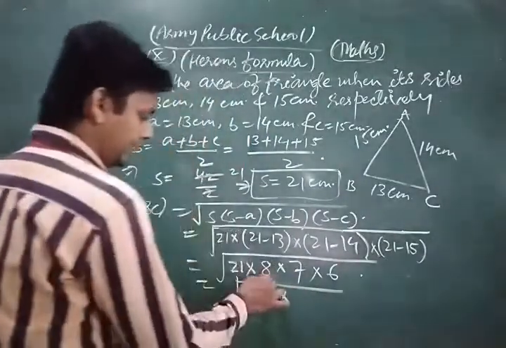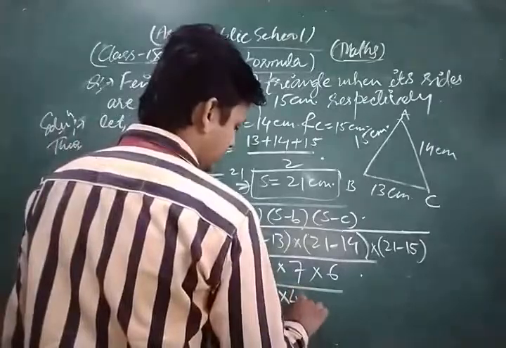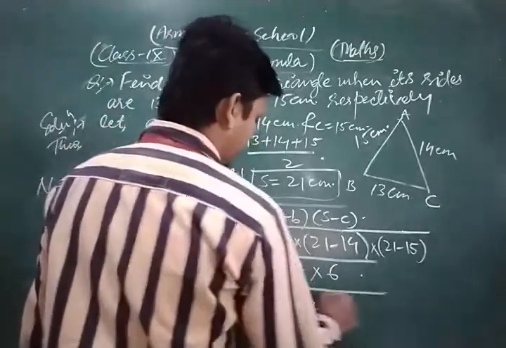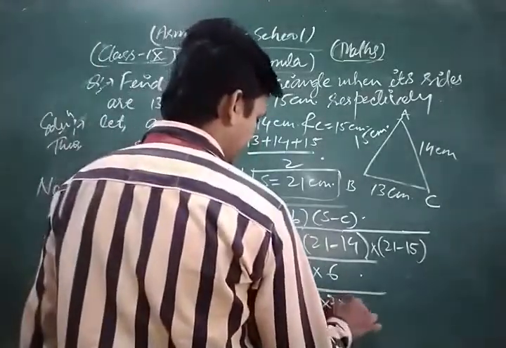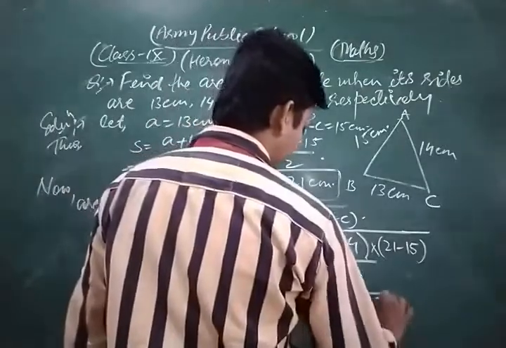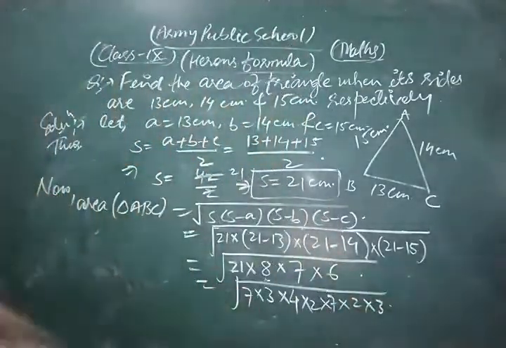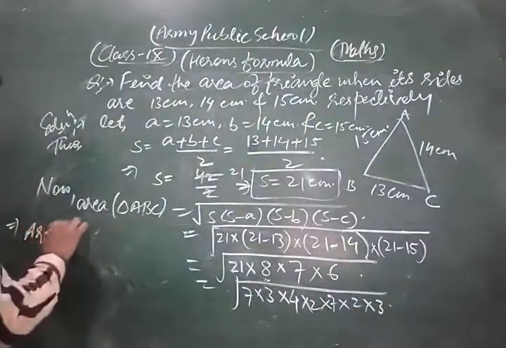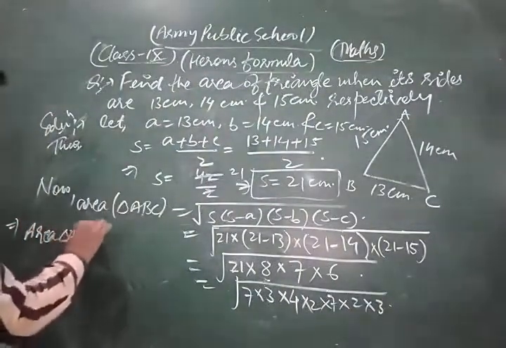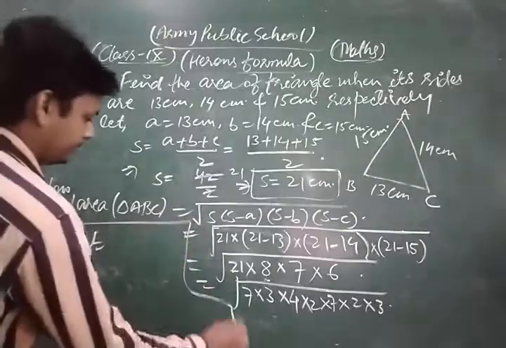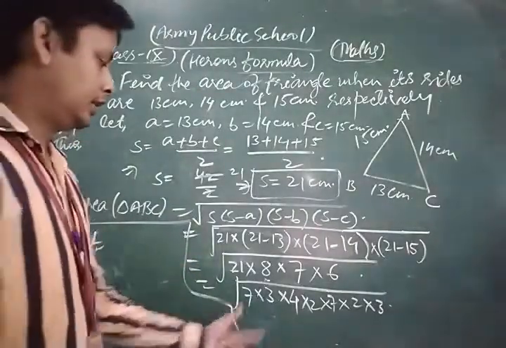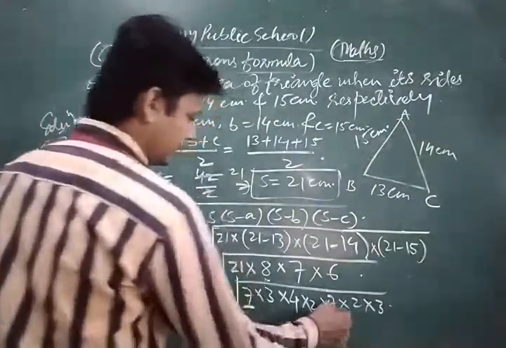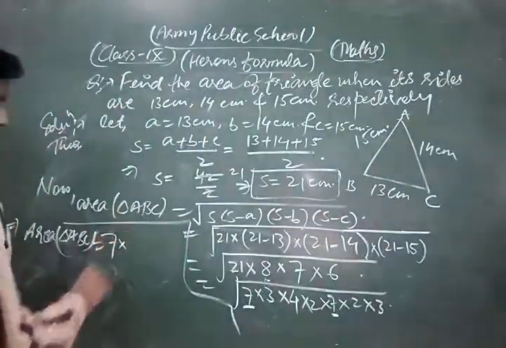So now look, we can write 21 as 7 into 3. 8, we can write 8 as 4 into 2. We can write 7 as it is, and we can write 6 as 2 into 3. Now if we observe here, the area of triangle ABC is equal to, look, 7 is in a pair, so 7 comes out from the square root.